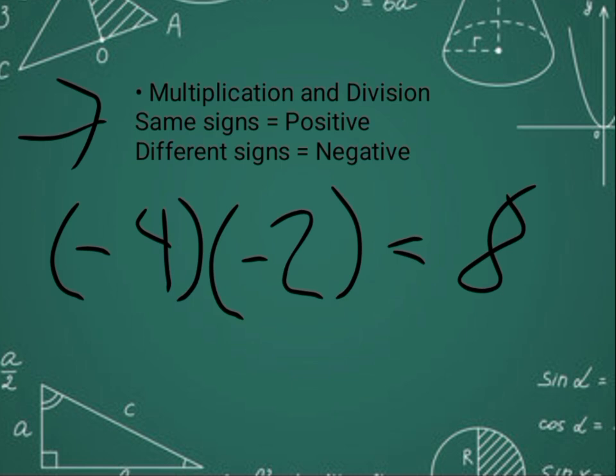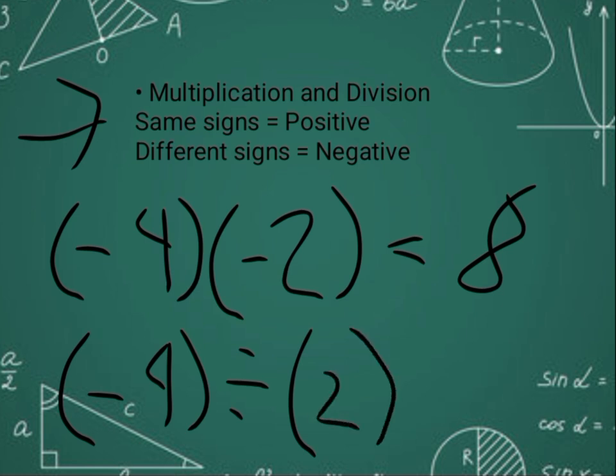Let's try another. Let's say we have negative 4 divided by 2. So it is equal to negative 2, because its rule is different signs, negative. So negative 4 divided by 2 is equal to negative 2.